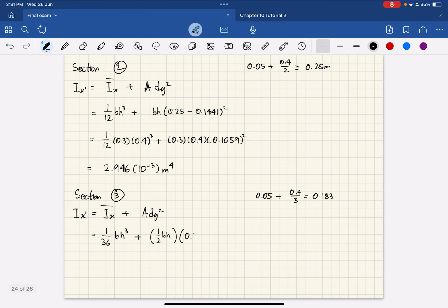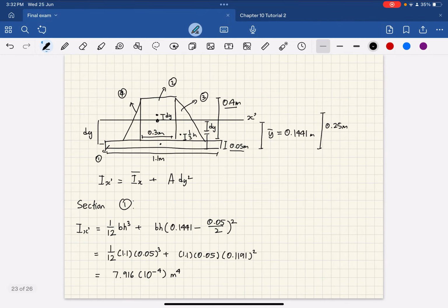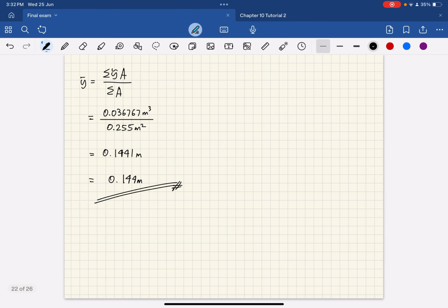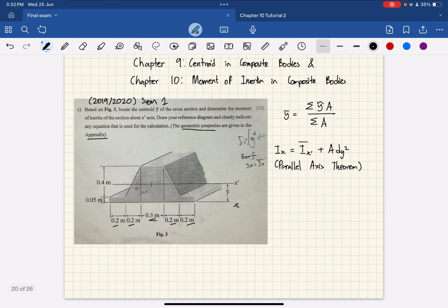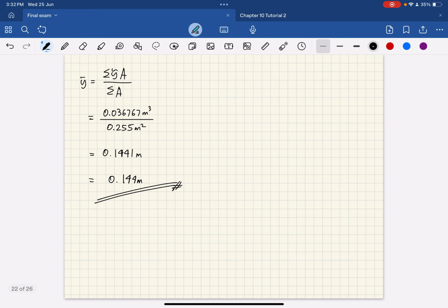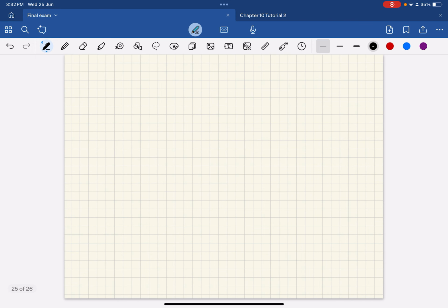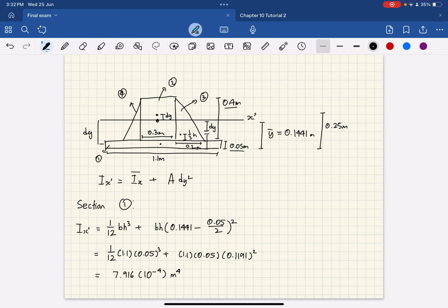So 0.183 minus 0.1441 squared. Okay, so it's 1 over 36. Our base in this case is, I believe, 0.2 actually. Meters, let me just double check again. Yeah, 0.2, and this is also 0.2. So because it's the same triangle, like I mentioned earlier, it's also 0.2 meters as well.